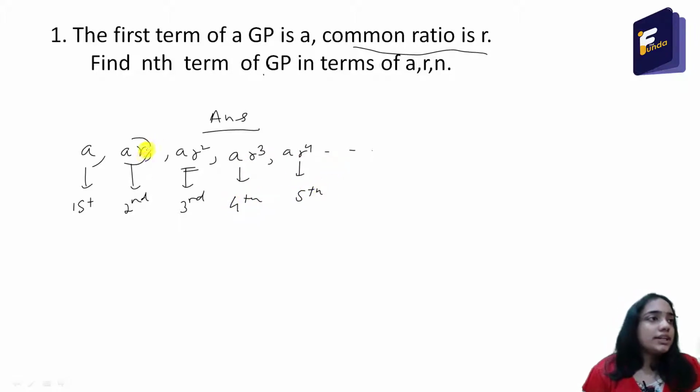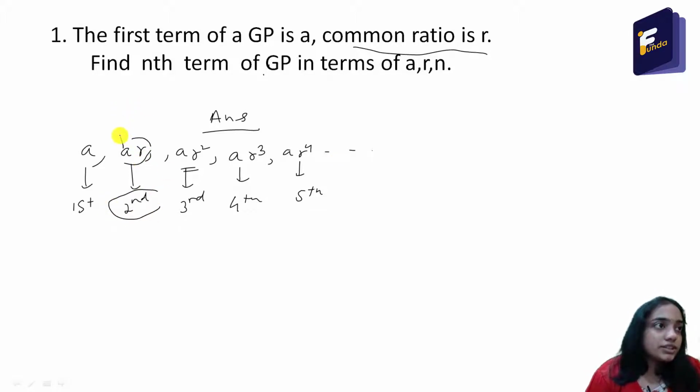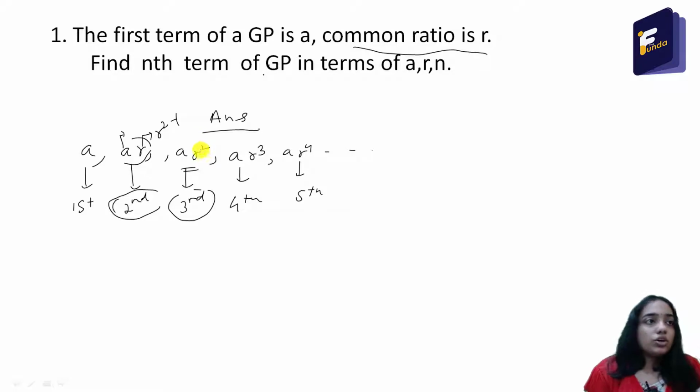So here you can see that for the second term I am multiplying the first term a into r to the power 2 minus 1. So r can also be written as r to the power 2 minus 1. Similarly, for the third term, I am multiplying the first term a into r to the power 3 minus 1. Similarly, for the fourth term, I am multiplying a into r to the power 4 minus 1, that is 3.